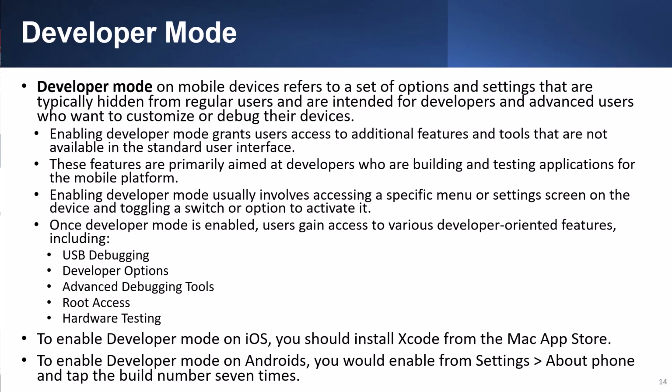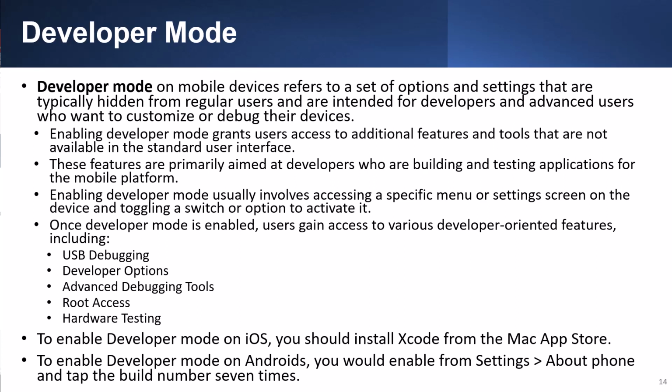Developer mode on mobile devices refers to a set of options and settings that are typically hidden from regular users and are intended for developers and advanced users who want to customize or debug their devices. Enabling developer mode grants users access to additional features and tools that are not available in the standard user interface. These features are primarily aimed at developers who are building and testing applications for the mobile platform.